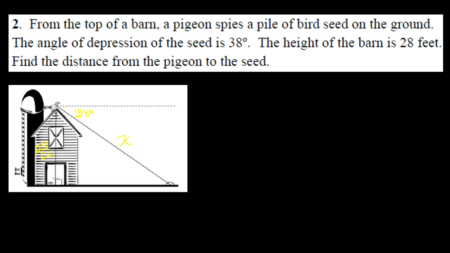So we can subtract 38 from 90 and get this measurement, or we can remember that this angle and the 38 degrees angle of depression, they are congruent because they are alternate interior. So I'm just going to say that this is 38 degrees. And so our reference angle gives us opposite and hypotenuse again. So that's going to be sine. So the sine of 38 is equal to opposite, which is 28 over x.